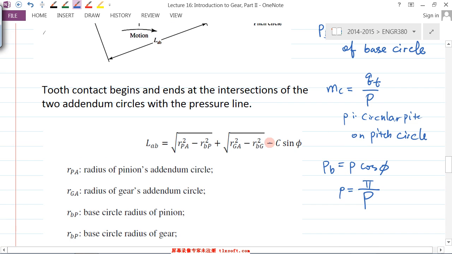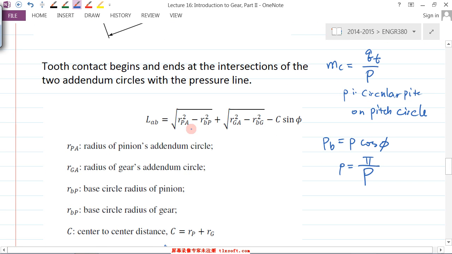Okay? This guy. So you don't need to memorize this. There is really no point in memorizing this. But the symbols used here are essentially just the radius of the gear addendum circle, the base circle, all of these things here. So just go carefully and you'll be able to get the LAB right.